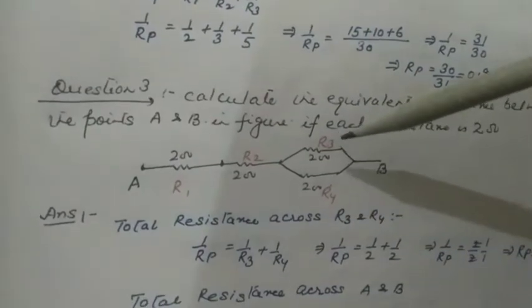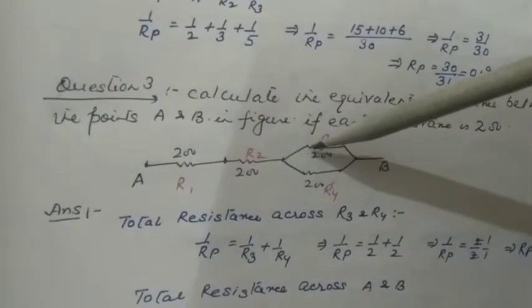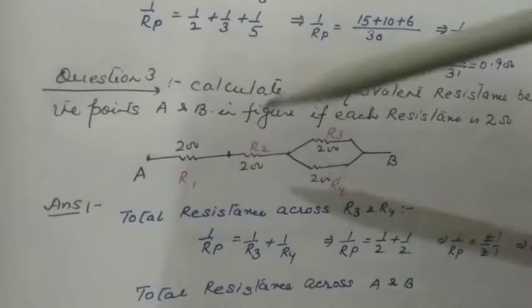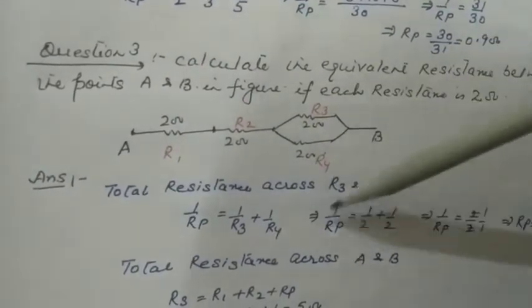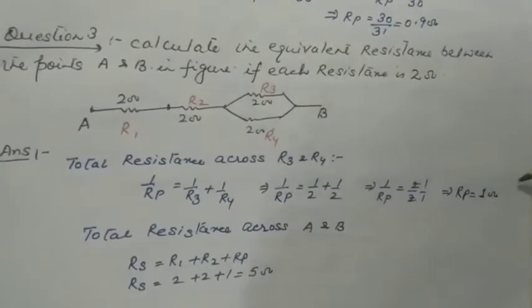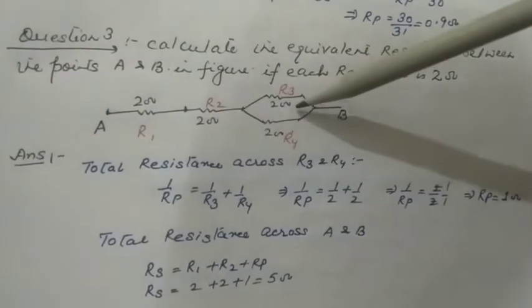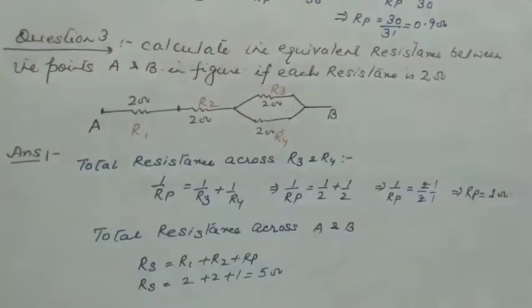First we will find the resistance across this parallel arrangement, because the answer of this parallel arrangement will be in series with R1 and R2. Very simple. So first we will find the total resistance across R3 and R4 in parallel. We will get the answer 1 ohm. Now this 1 ohm is in series with R1 and R2. So very simple, total resistance.